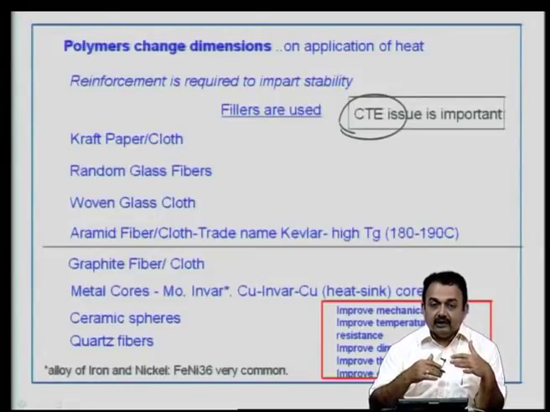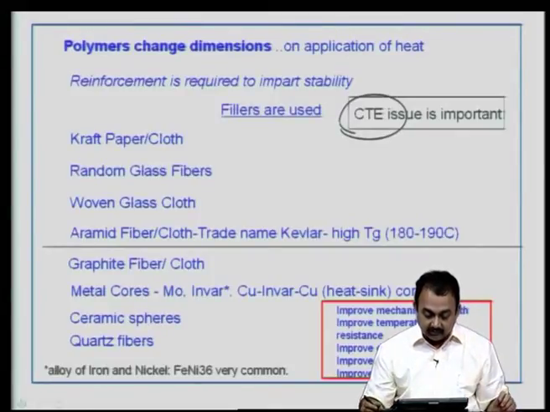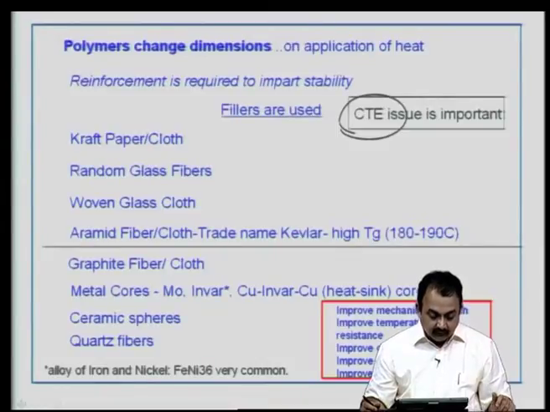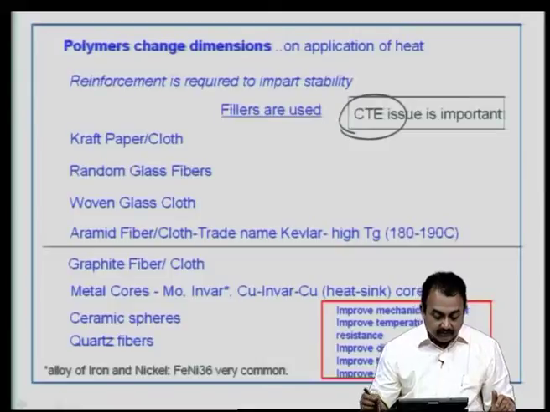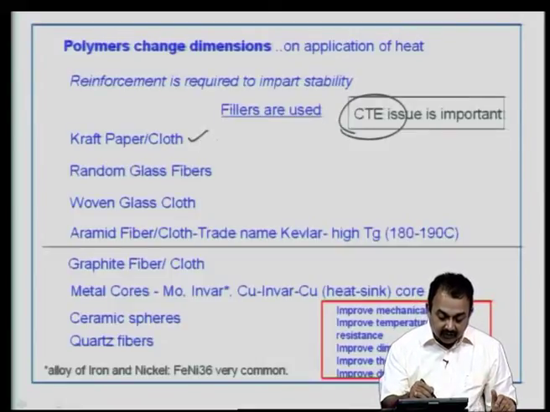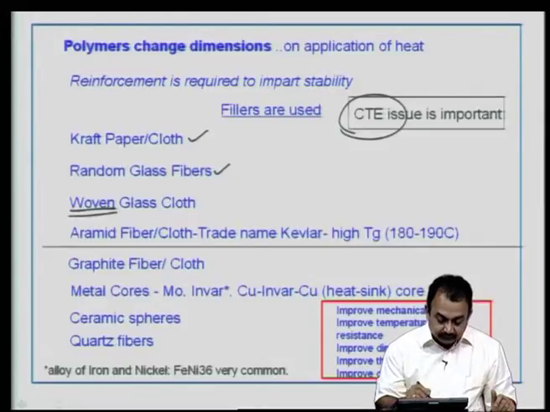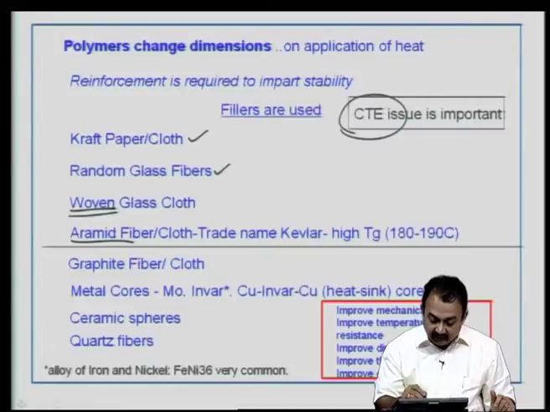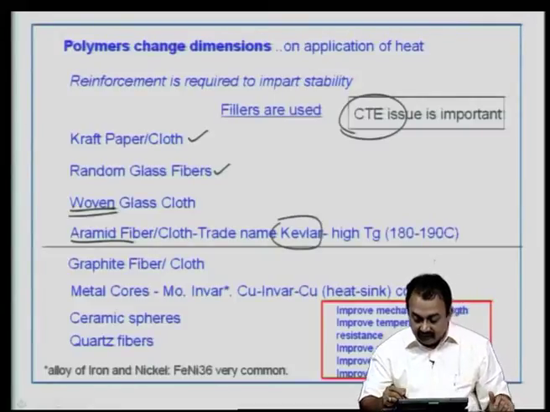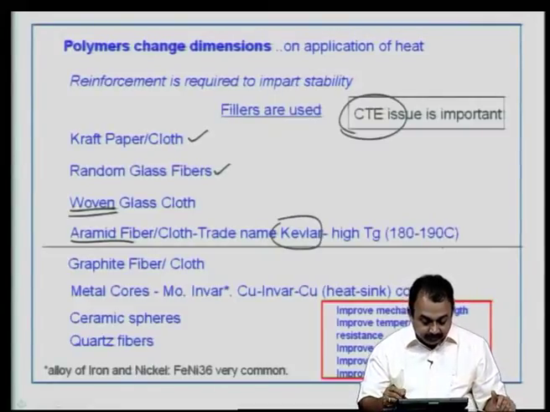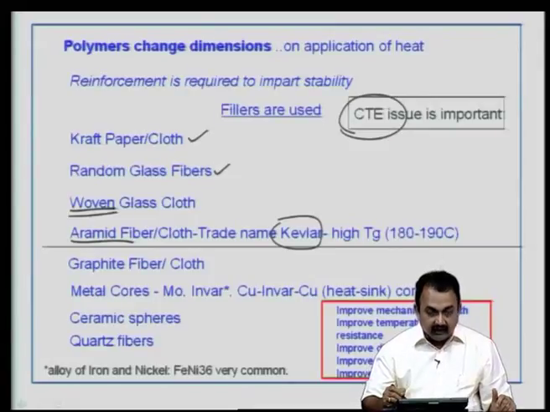build, for example, in a flip chip system, we use an underfill to reduce the CTE mismatch. What are the reinforcement materials that we can use? Kraft paper, cloth, random glass fibers, woven glass, aramid fiber, trade name Kevlar, which has a very high Tg of around 190 C. Then you can use graphite fibers.